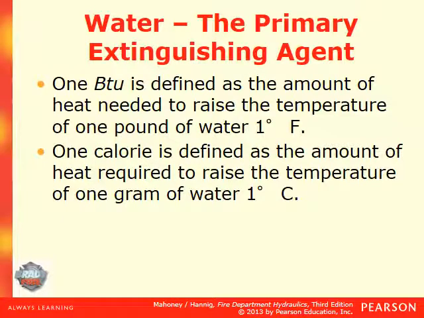One BTU is defined as the amount of heat needed to raise the temperature of 1 pound of water 1 degree Fahrenheit. And on the metric side, 1 calorie is defined as the amount of heat required to raise the temperature of 1 gram of water 1 degree Celsius.